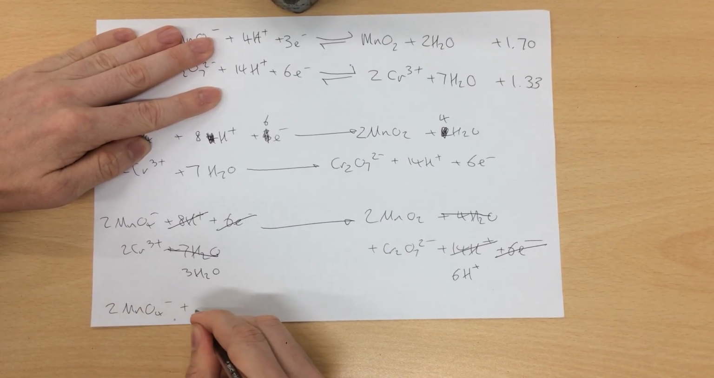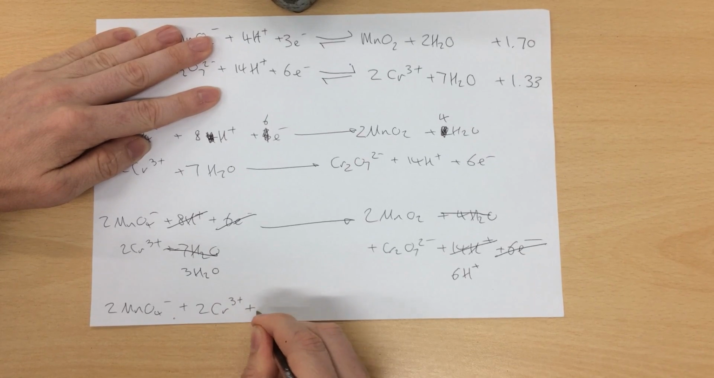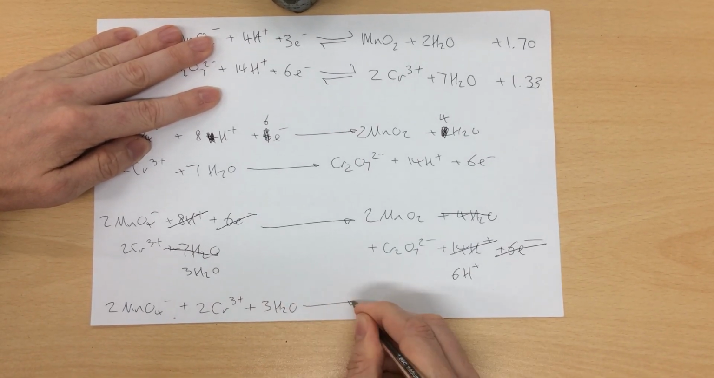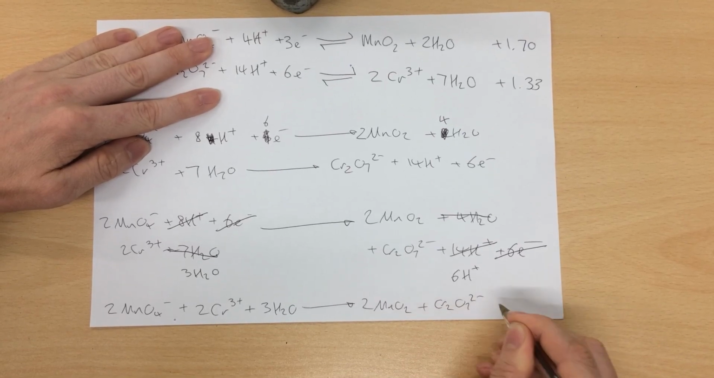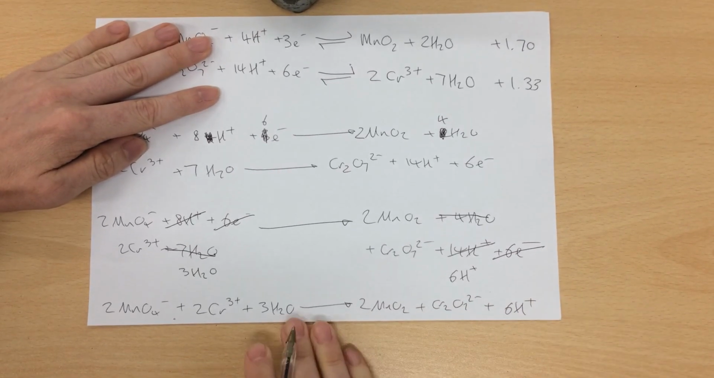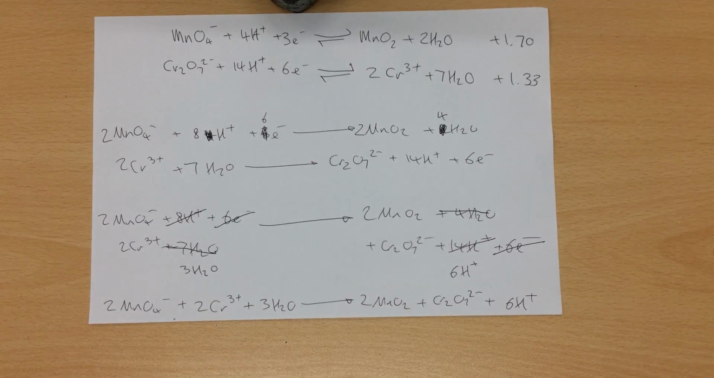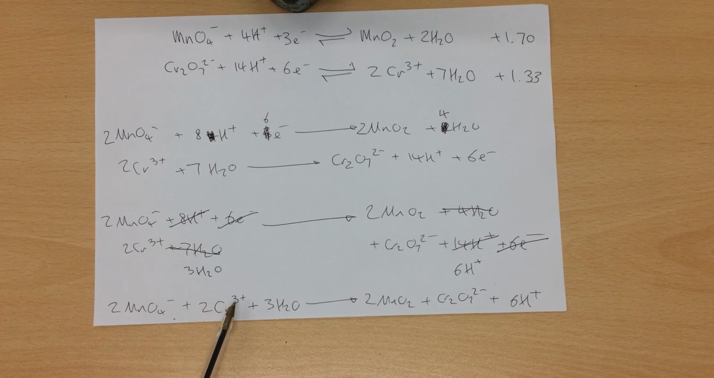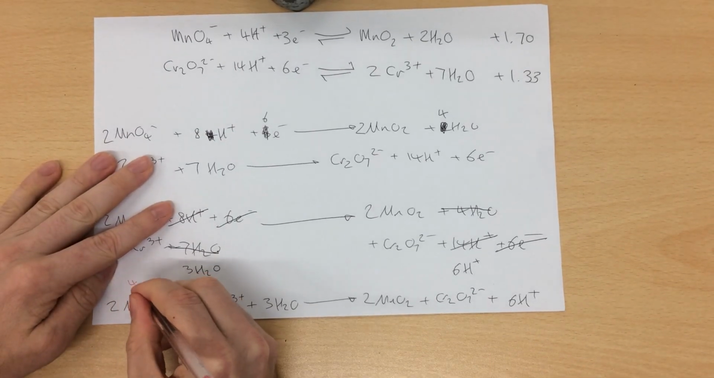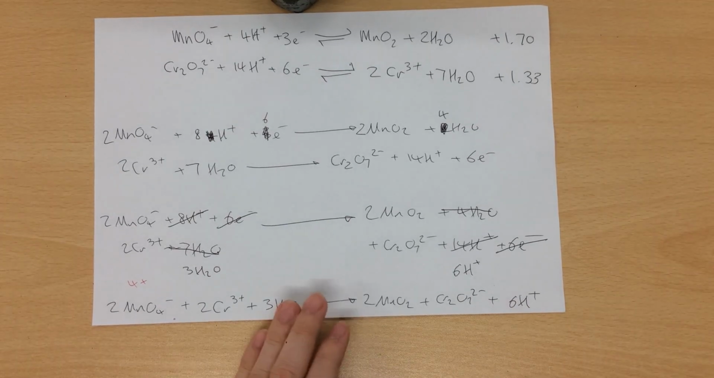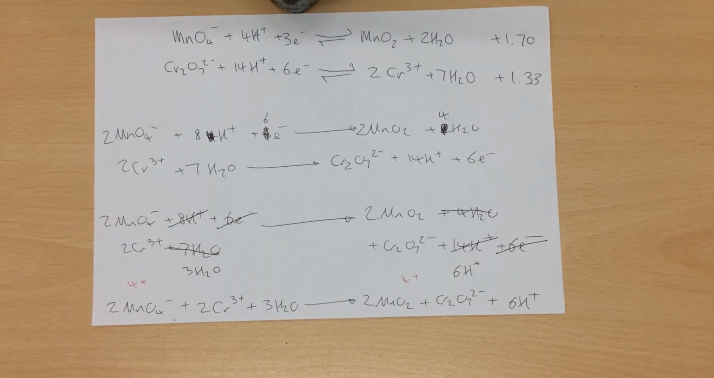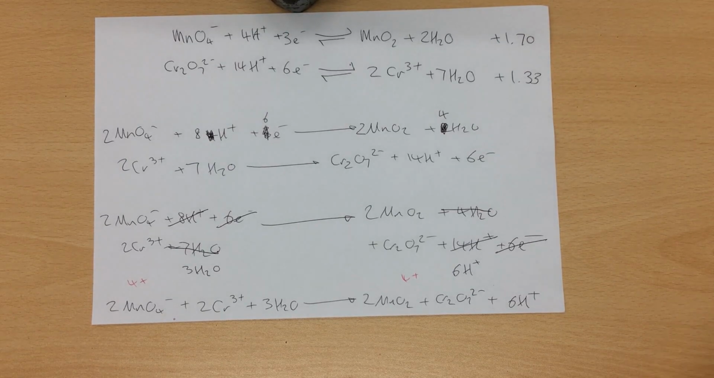2 manganates plus 2 chromium ions plus 3 waters go to 2 manganese oxides, dichromate, and some hydrogen ions. Let's check the charges, see if it balances. So I have 2 minuses and 6 pluses. That's a total of 4 plus on the left hand side. And then I have 2 minuses, 6 pluses. That's a total of 4 plus on the right hand side. So that's a sign that we've done this correctly.